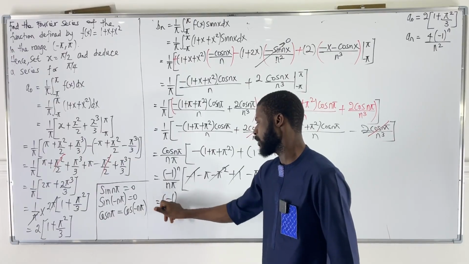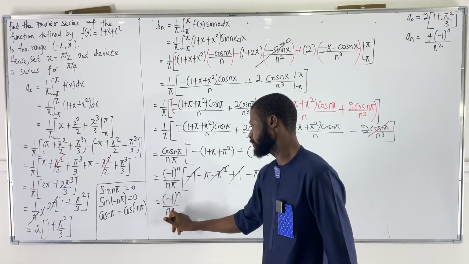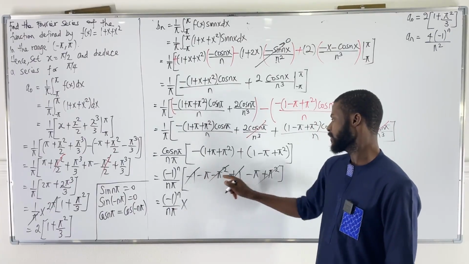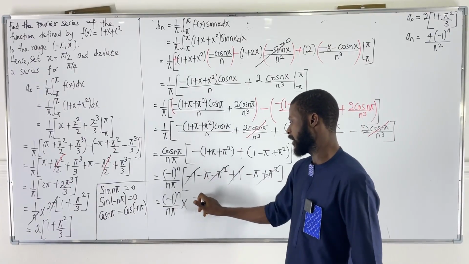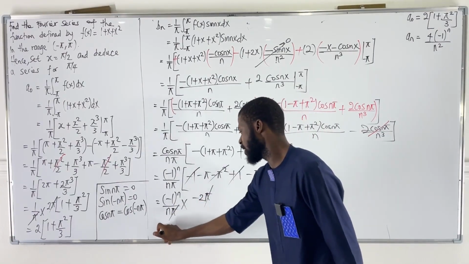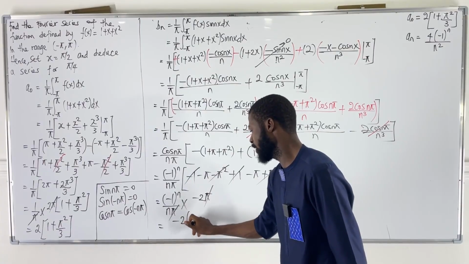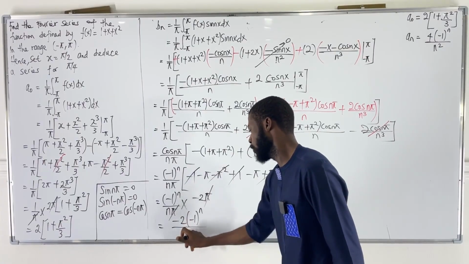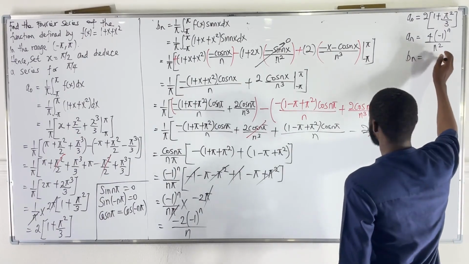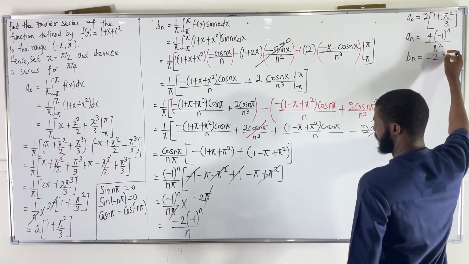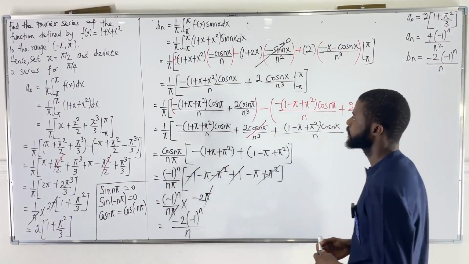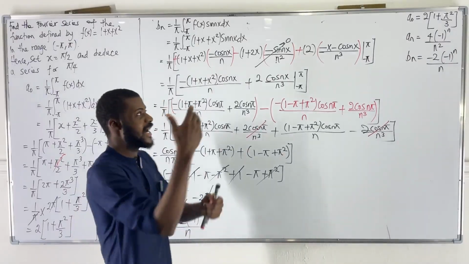So this is minus 1 to the power of n over n pi times minus 2 pi. So the pi here, we cancel out this pi. So this means I'll be having minus 2 into minus 1 to the power of n over n. So that's my b sub n. So this is what we have for b sub n.